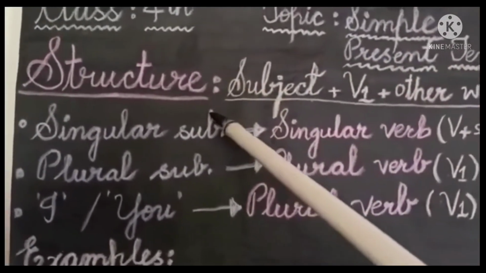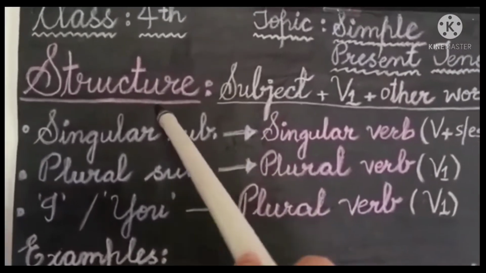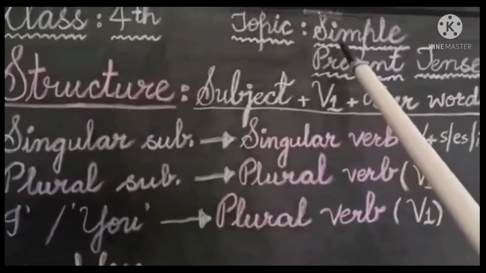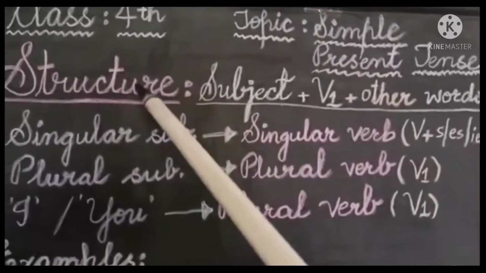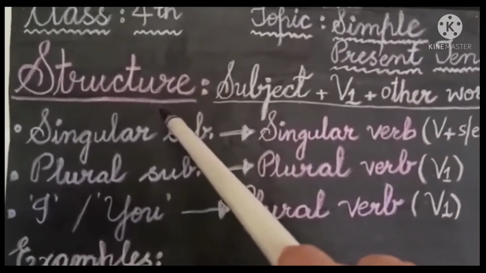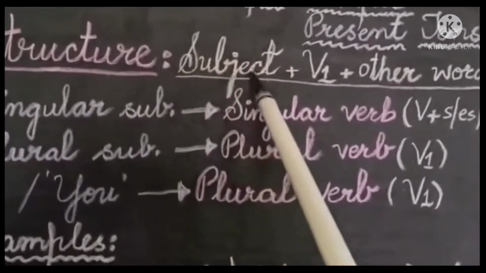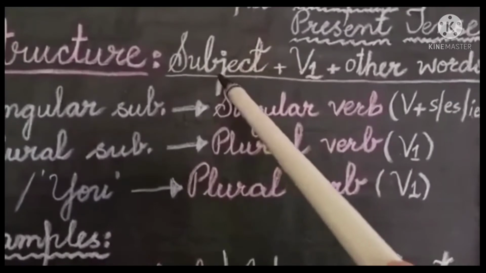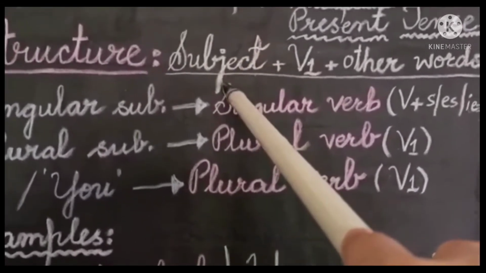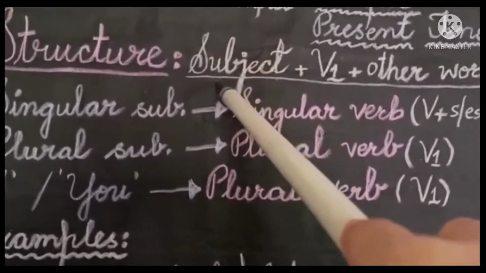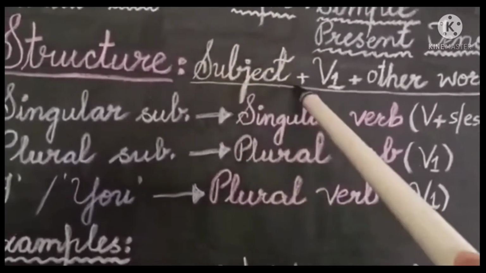So my dear students, to ease up your job, I have given you the structure of this simple present tense. If you have to write a sentence in simple present tense, you have to follow this structure, and the structure is, first you need to write the subject. Subject, you know, is the person who performs the action or the person about whom we are talking, about whom we are speaking.